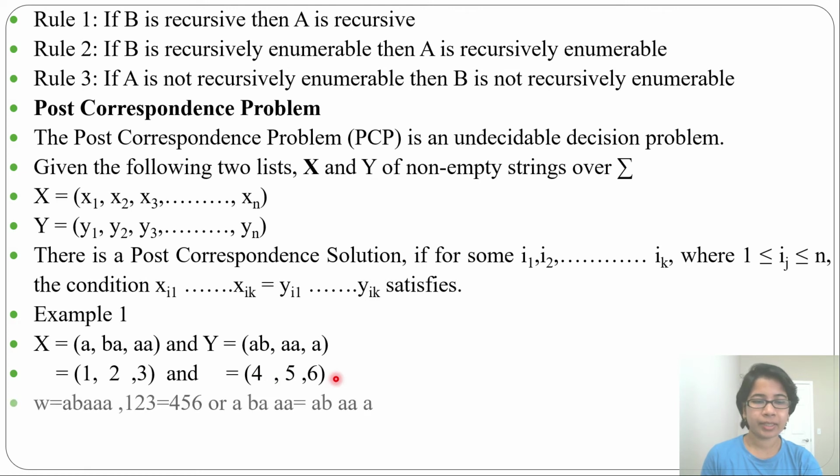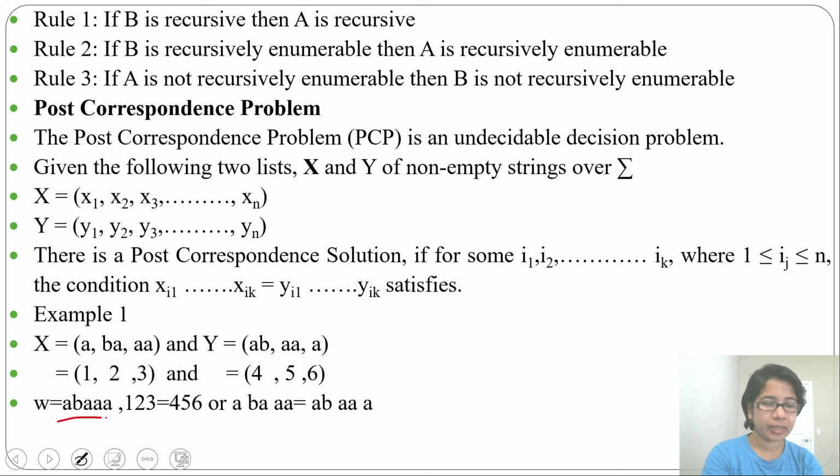Now let's consider a string like ABAAA. So A you can derive from this, you can write 1 for this, then BA. For BA I assign number 2, so you can write 2. Then for AA I assign number 3, so you can write 3. Then the same string you can also write from Y. Like AB is for 4, then AA is for 5, then A is for 6.